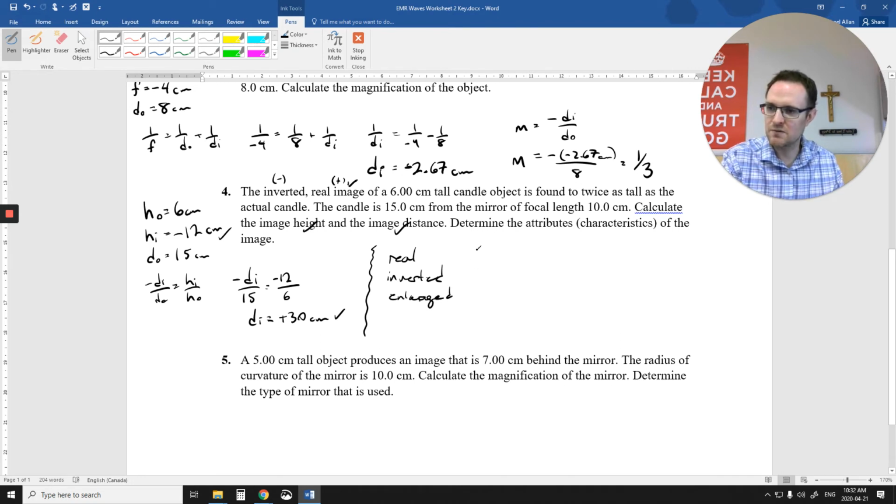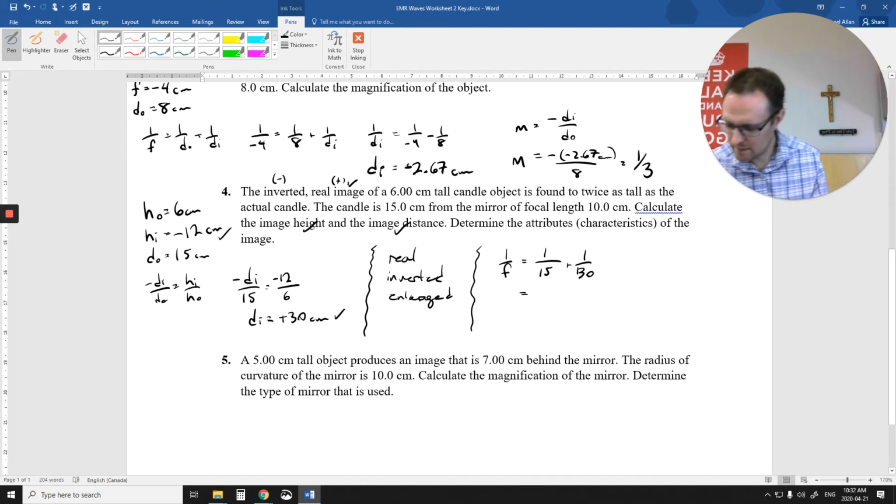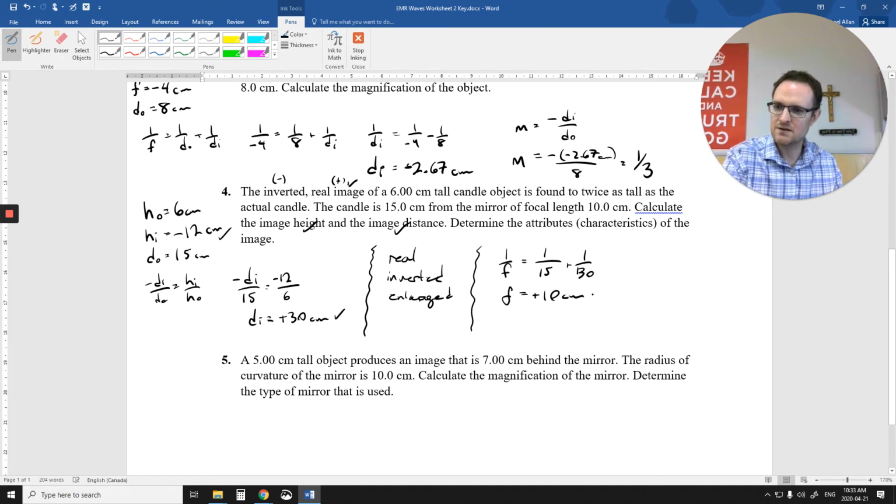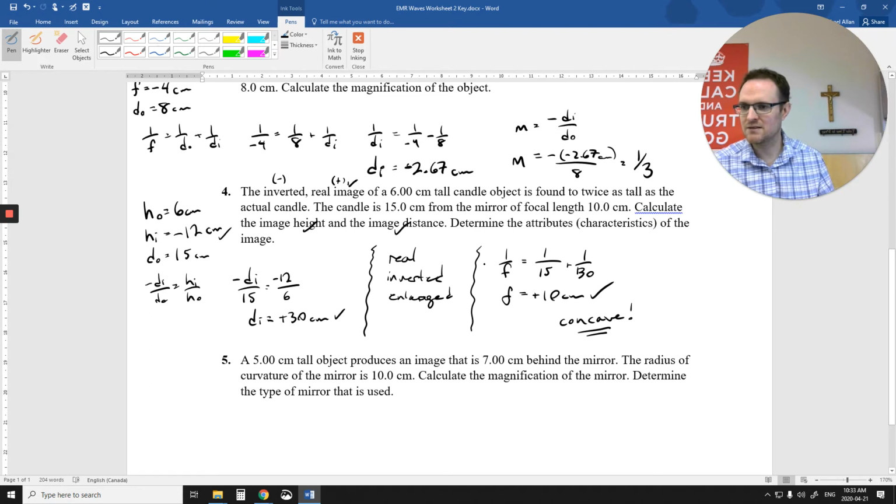Now, a good question for this would be, what kind of mirror is this? So I'm going to actually find out what kind of mirror this is. Is it a concave or is it a convex? So I'm just going to go through and plug in some of the numbers that I have here. 1 over 15 plus 1 over 30. Most of it's going to be a concave. Yeah, it ends up being positive 10 centimeters. So it's concave. Concave, remember, positive focal length, concave.